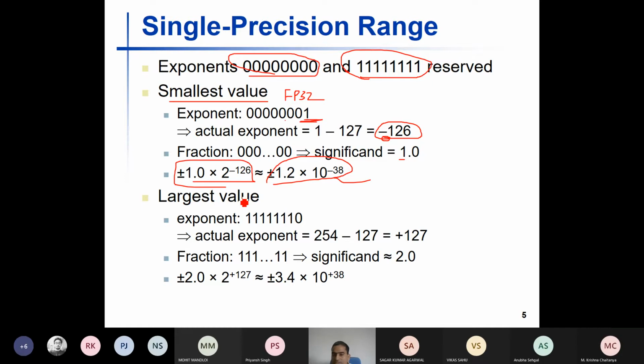And the largest value I can store is when exponent is this minus 1. I can't store all bits being 1 because that has a special meaning. So I can only store exponent where this minus 1 is there. So actual exponent is 254 minus 127, so actual exponent is 127. And because I'm finding out the largest value, my fraction can be all 1. So that means my significand is almost close to 2.